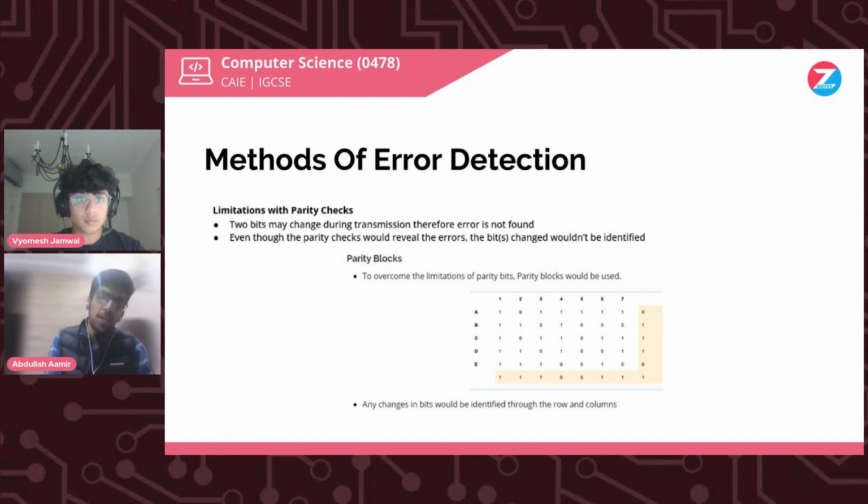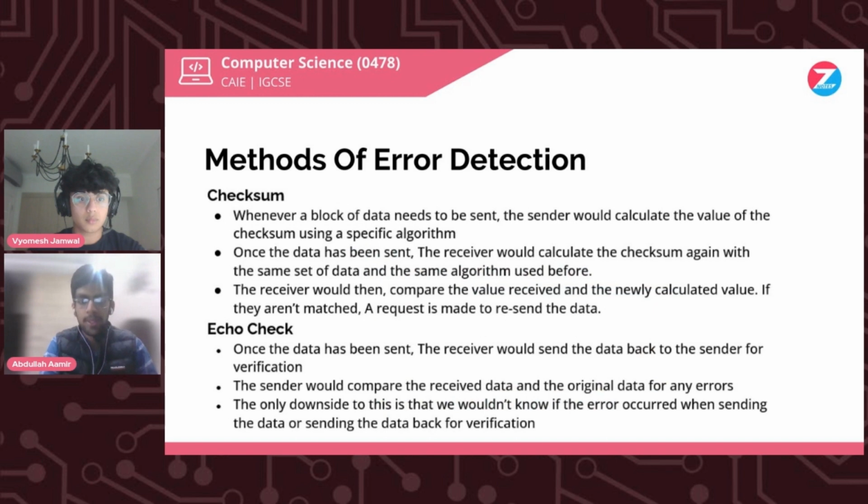In order to eliminate this problem with parity checks, we use parity blocks. For that, we send a whole parity byte, in which we are able to check the data not only horizontally for every byte, through rows, but we also have columns, which we check as a whole to make sure that the data is transmitted correctly.